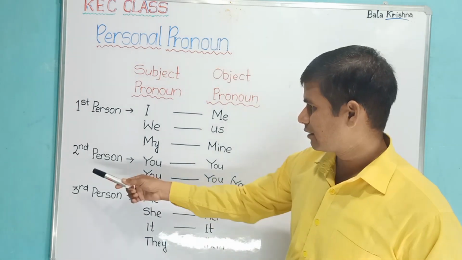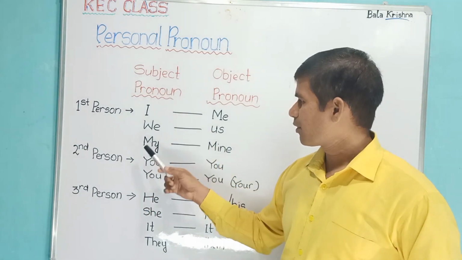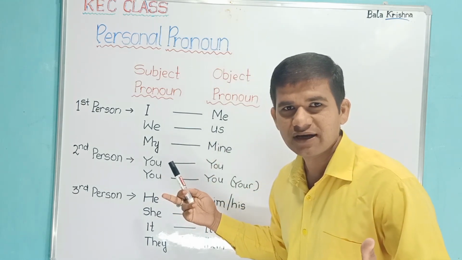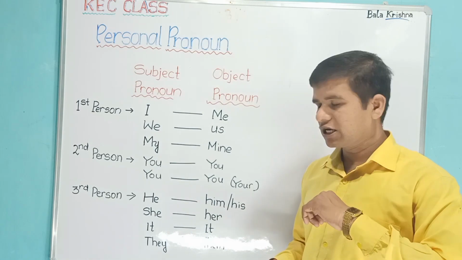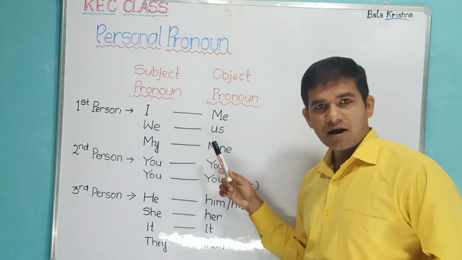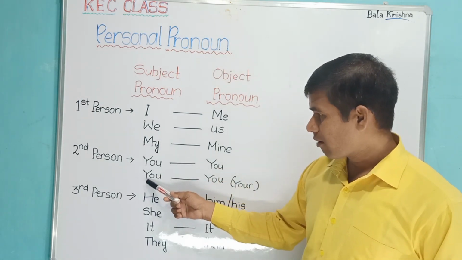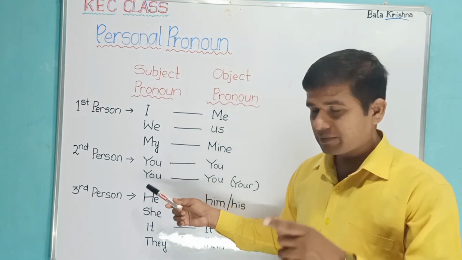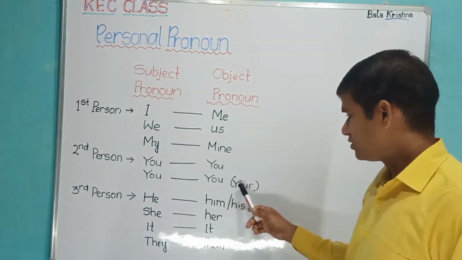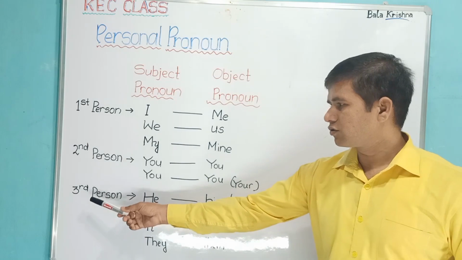Then come to the second person. In second person, singular form, the subject pronoun is you and the object pronoun is also you. Remember, friend, don't get confused. Moreover, in plural form also the subject pronoun is you and the object pronoun is also you, not your. Okay friend, remember. Then we'll go through third person.